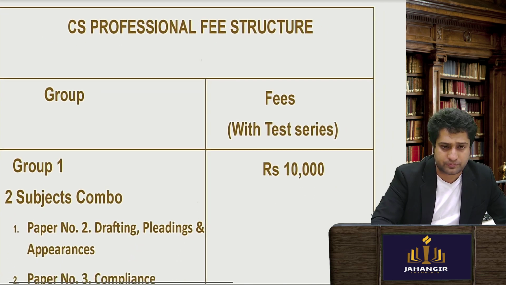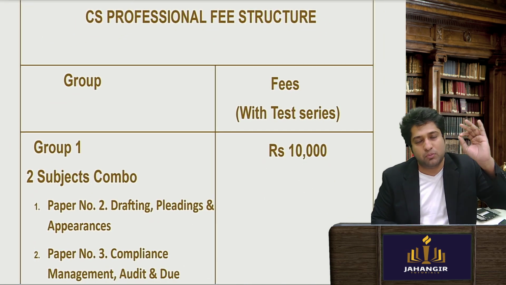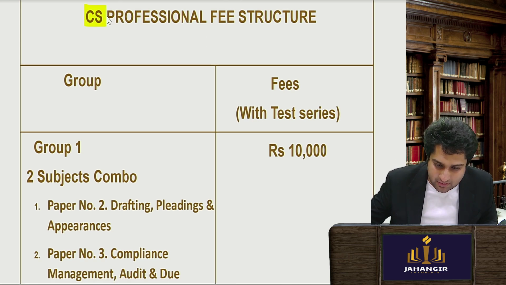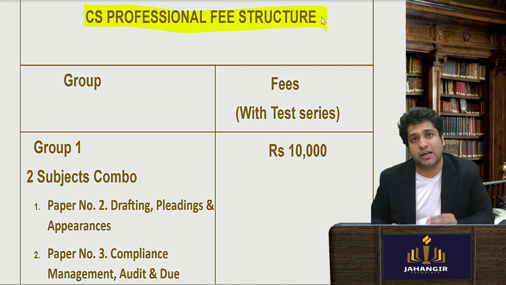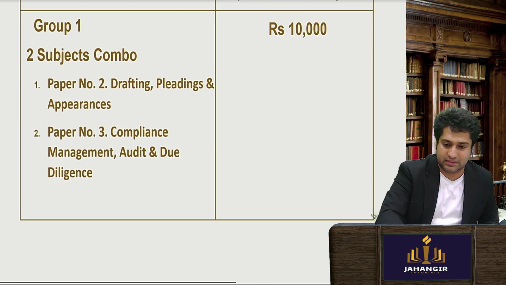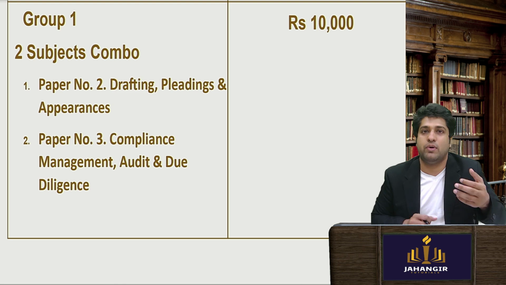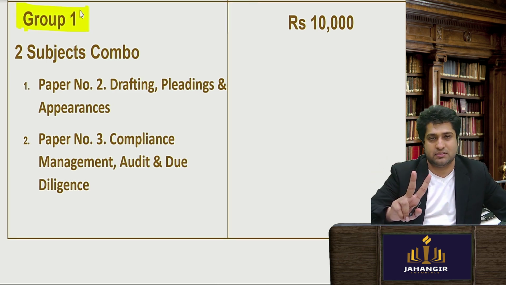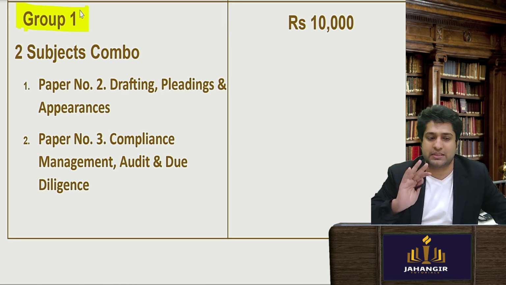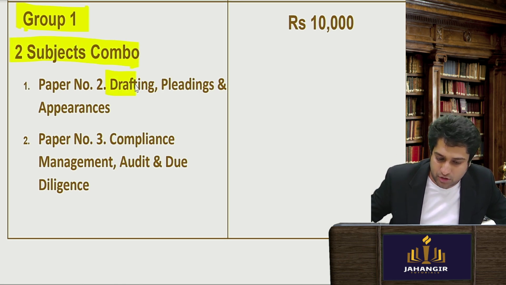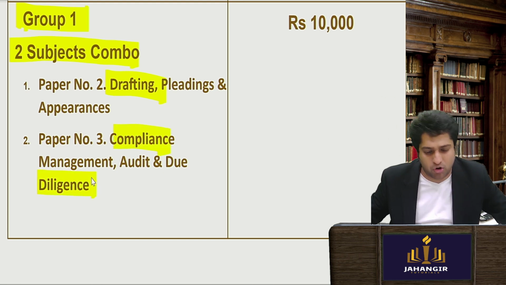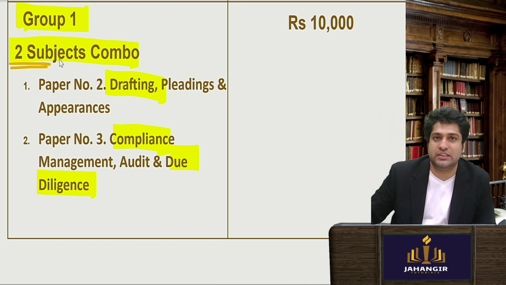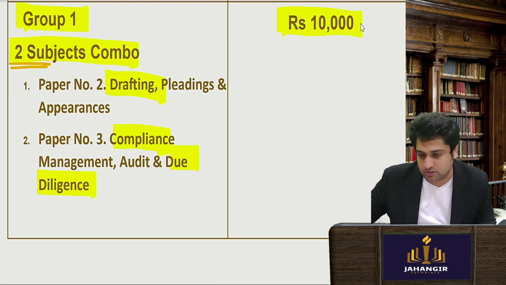Now, the fees are also the most reasonable in the entire industry. You compare anyone, anywhere, and compare the quality also, and you will realize that it is nothing. This is an investment in yourself where you will get perpetual returns. In Group 1 I'm starting with 2 subjects; there are 3 subjects, one of which is an open book. I'm starting with drafting and secretarial audit, or compliance management and due diligence. The fees for these two subjects is rupees 10,000.